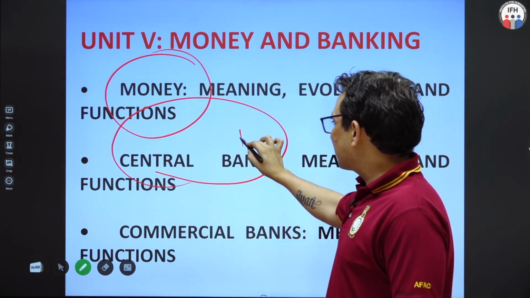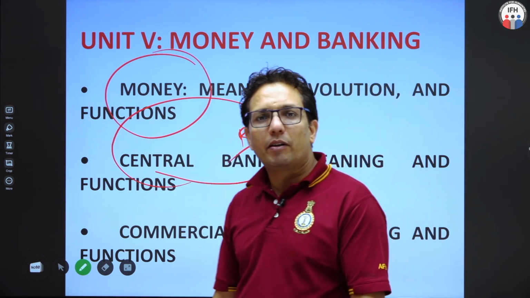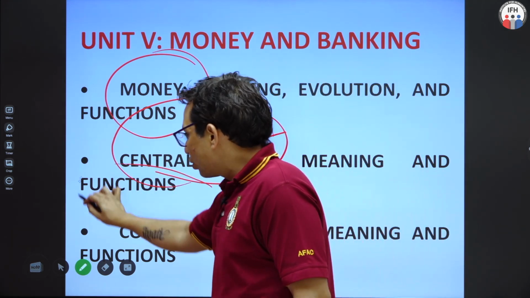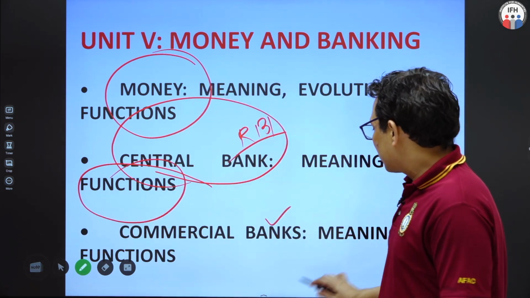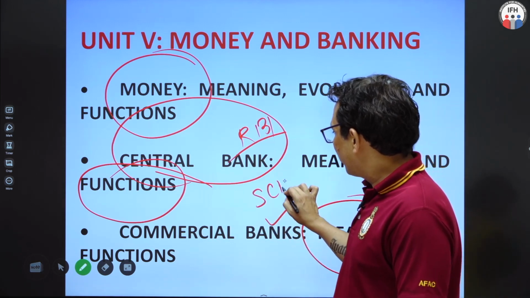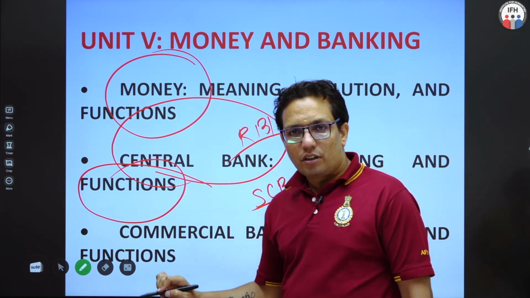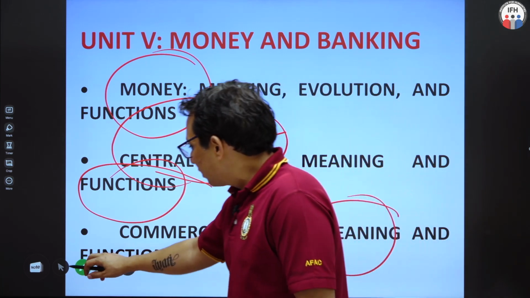Then we'll discuss the central bank. Central bank means in this case RBI. We'll discuss when RBI was set up, on whose recommendations it was set up, and what the various functions of RBI are. We'll also discuss the commercial banks. What's the meaning of a commercial bank? What is a scheduled commercial bank? What are its functions? How can it help in the supply of credit?